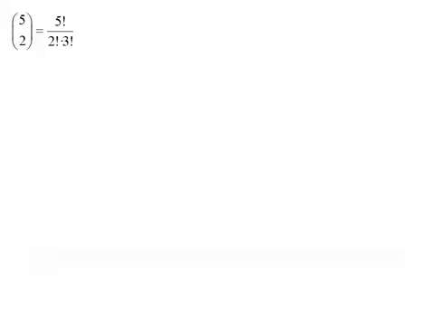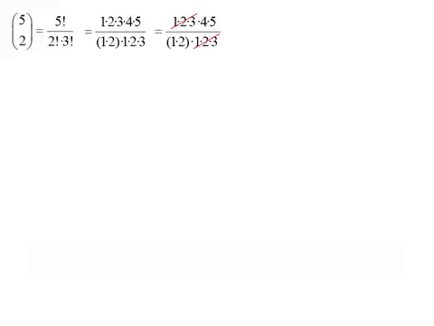We continue with 5 choose 2, where 5 is equal to n and 2 is j. That'll give us 5 factorial over 2 factorial times 3 factorial, which if we expand gives us 1 times 2 times 3 times 4 times 5, divided by 1 times 2, times 1 times 2 times 3. The product of 1 through 3 cancels out in the numerator and denominator, leaving us with 4 times 5, divided by 1 times 2, which is 20 over 2, so 5 choose 2 is equal to 10.